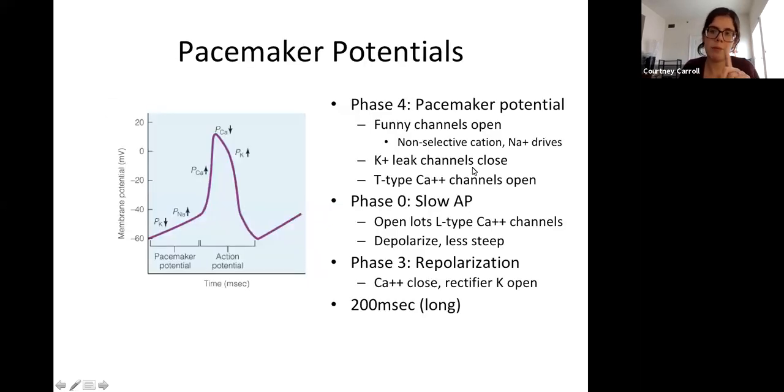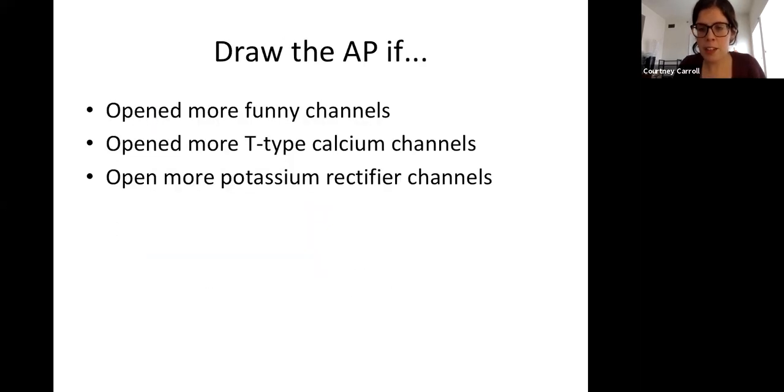I'm going to do the same thing in a different picture. Oh, no, we're going to break into groups. I'm going to break you guys into groups, and I want you to discuss this question very briefly. What would happen to our pacemaker potential if we opened more funny channels, if we opened more T-type calcium channels, or if we opened more potassium rectifier channels? I'm going to break you briefly into 3 groups to discuss this question. You should get a little notice to go into a room, unmute yourself, and talk about it.